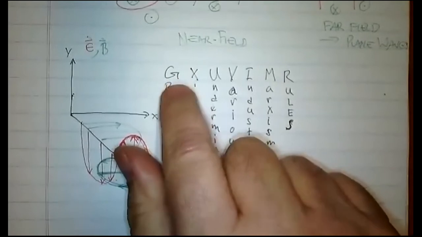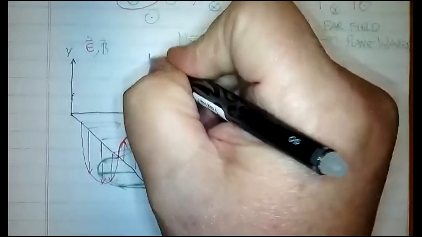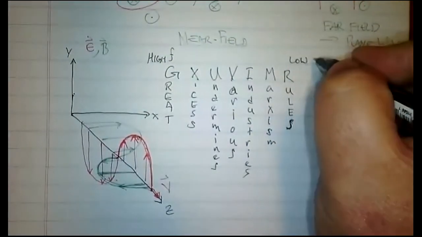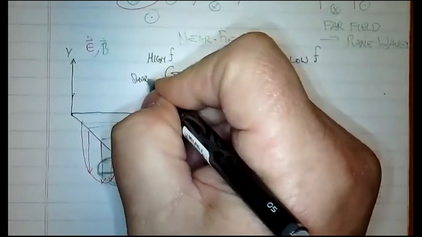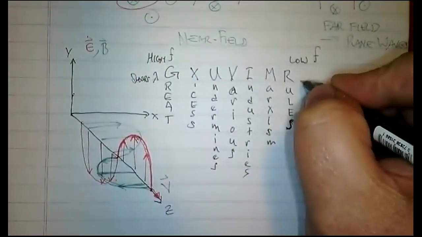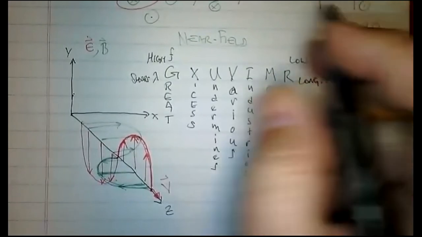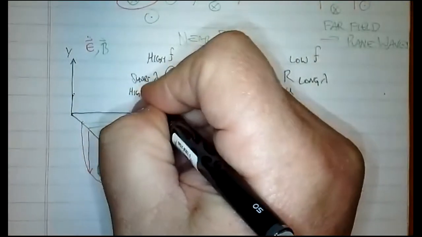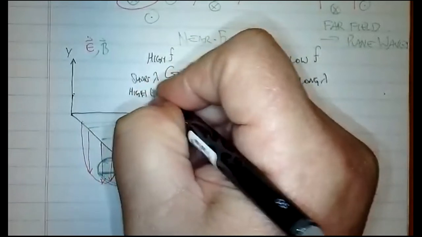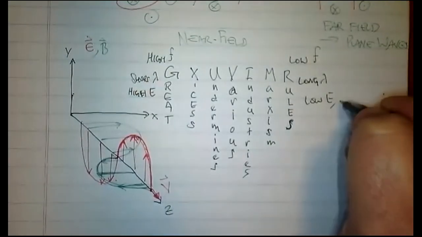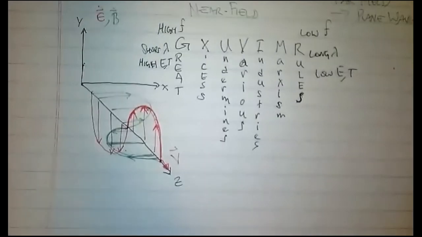And in fact, this is from high frequency to low frequency, which is also from short wavelength to long wavelength, which is also from high energy to low energy. And you can also associate that with temperature. So I'll put T as well.